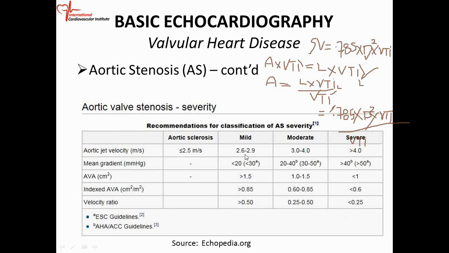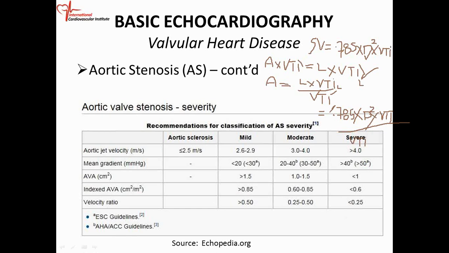And then for the mild, you're talking about the velocity between 2.6 and 2.9 meters per second, mean gradient less than 20, valve area greater than 1.5 centimeters squared, and then if you index the valve area and it's greater than 0.85, then it's mild, or the velocity ratio greater than 0.5.